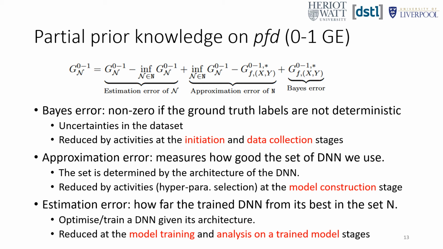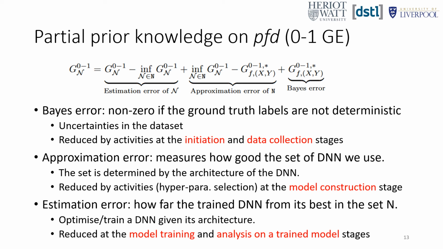Now the question becomes how to get the partial prior knowledge on PFD, which is also the generalization error defined in terms of a 0-1 loss function. First, let's see a known result of decomposing the generalization error, as shown in this equation. From right to left, the first one is the so-called Bayes error, which is non-zero if the ground truth label is not deterministic. For instance, an image could be labeled as wolf by one person and also labeled as dog by another, and both of them believe their labels are the ground truth. So intuitively, this error captures the uncertainties in the dataset, and the activities in the initiation and data collection stages in the machine learning lifecycle are trying to reduce this error.